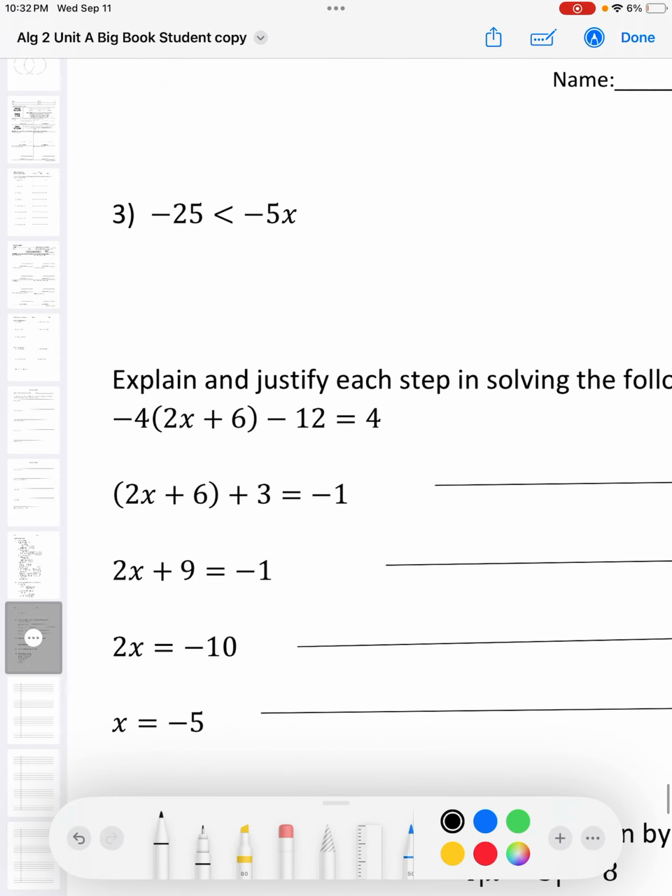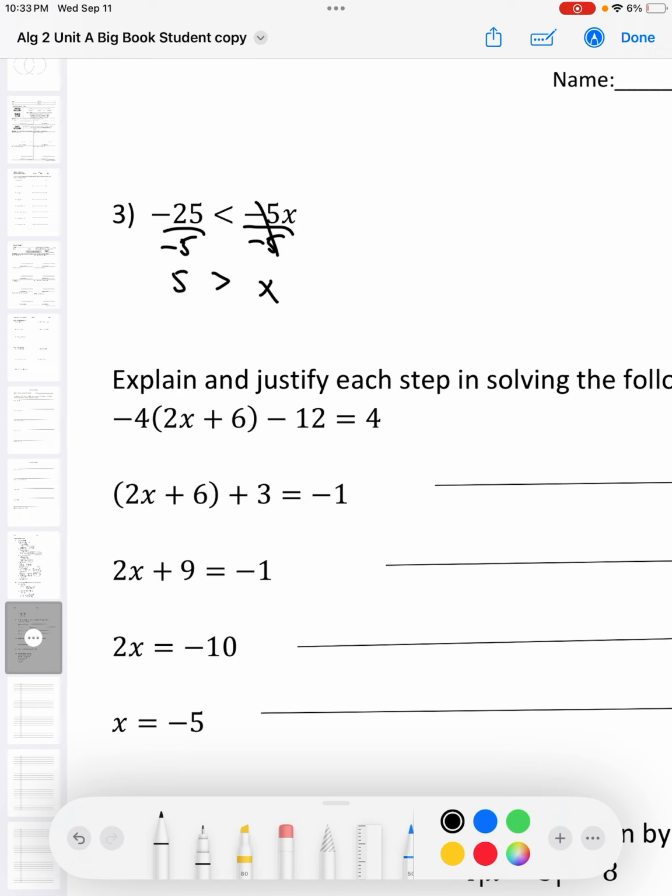For number 3, we have negative 25 is less than negative 5x. Here we would need to divide by negative 5. And I'm going to get a positive 5 over here. Negative 25 divided by negative 5 is a positive 5. On the right side, it'll cancel out and give me x. But remember, when we divide by a negative number, we need to flip the symbol. So I'm going to have 5 is greater than x.